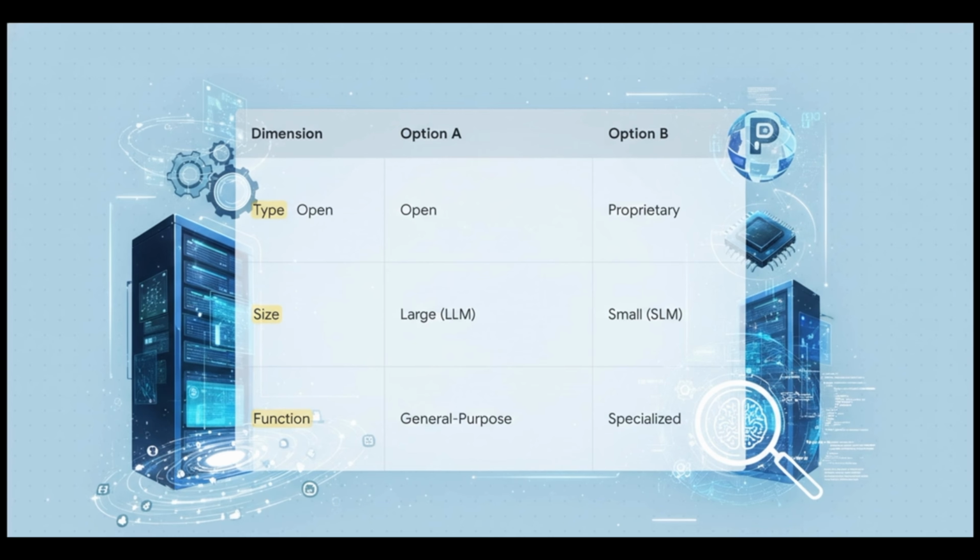For size, do you need a massive large language model, an LLM, or can a smaller, more efficient model get the job done? And for function, do you want a generalist that can kind of do anything, or a real specialist? For our drug discovery project, we'd almost for sure lean towards a model that's specialized in scientific research, just to get the best possible results.